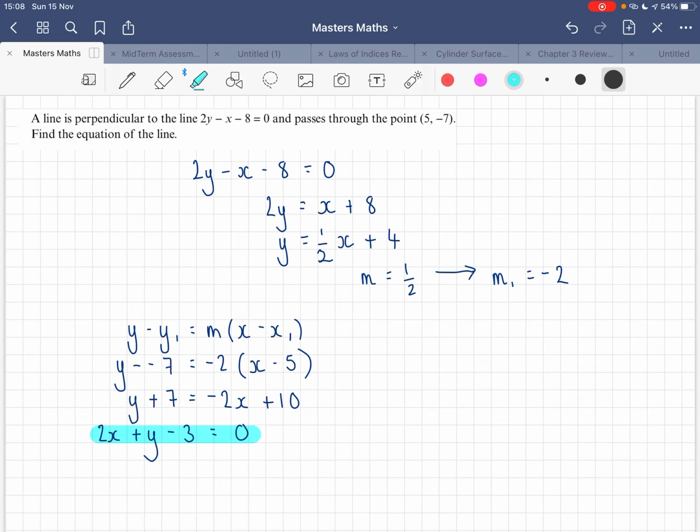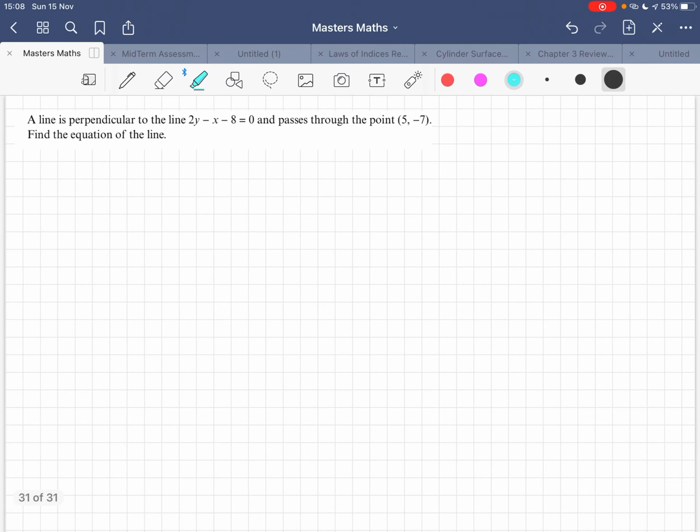Again, another really straightforward question. As long as you know how to rearrange and use this formula for the equation of a line, and remember that perpendicular lines have the negative reciprocal gradient. If you remember those 3 things, then you are winning.